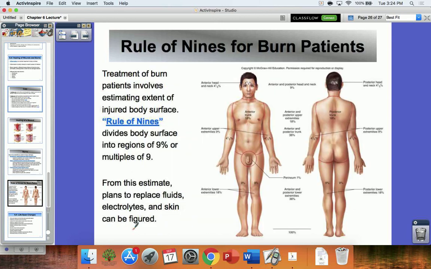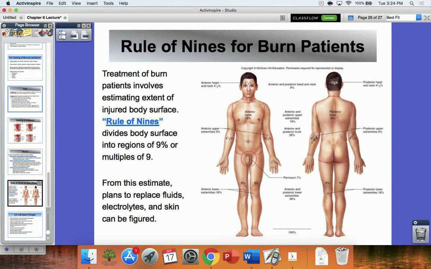So, doctors use what we call the rule of nines. When a patient goes into the doctor's office, they have divided the body into nines. Each leg is 9. The top part of the chest is 9. The bottom part is 9. Even the top part of the back is 9. The bottom part is 9. Each arm is 4.5, total of 9.